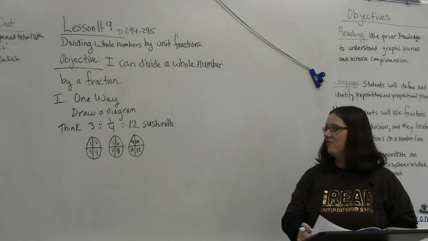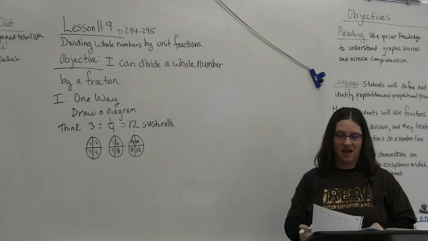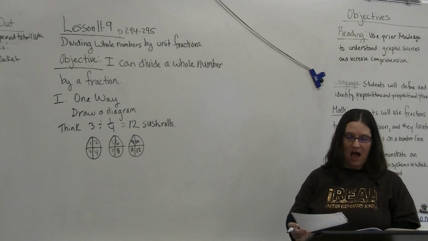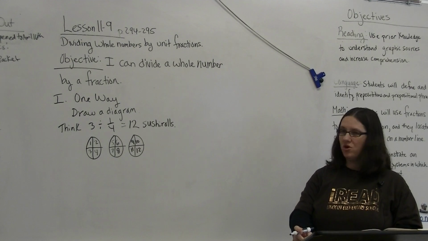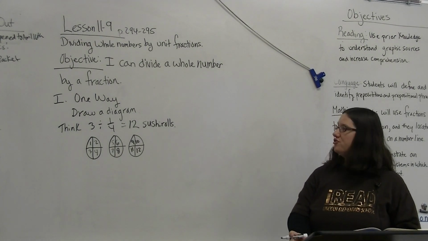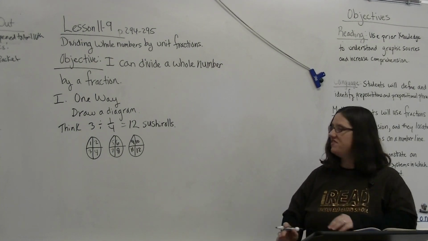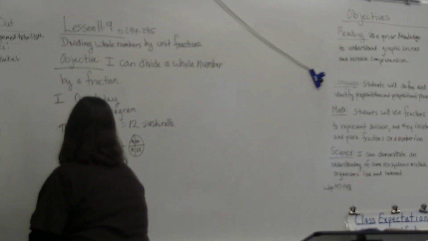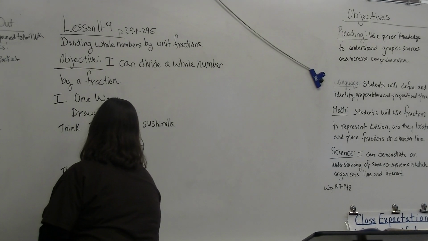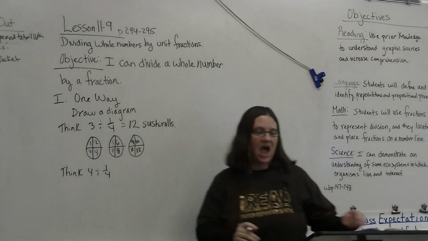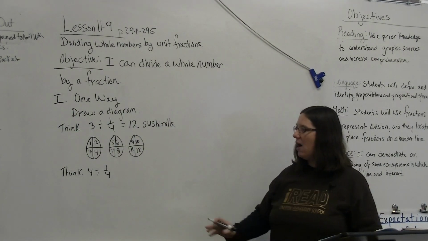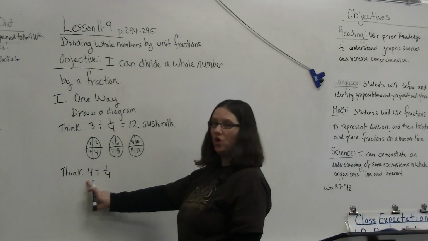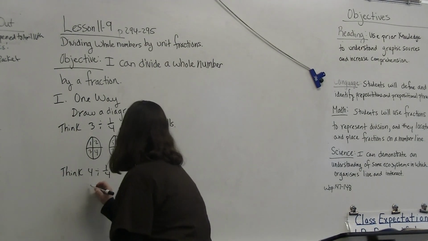At this point, if you have a question, feel free to copy it down in your spiral. Before we go to another way, we're going to do 2 more examples for drawing a diagram. Let's just say we had 4 divided by 1/4. So put in your notes, think 4 divided by 1/4. How would we draw a diagram? Well, how many circles do I need to draw? The whole number is 4, so draw 4 full circles.